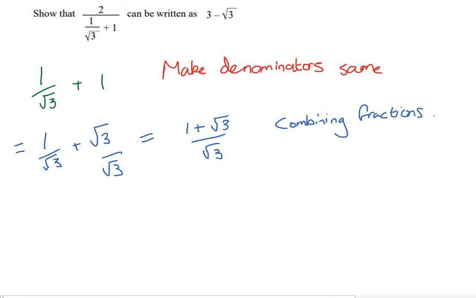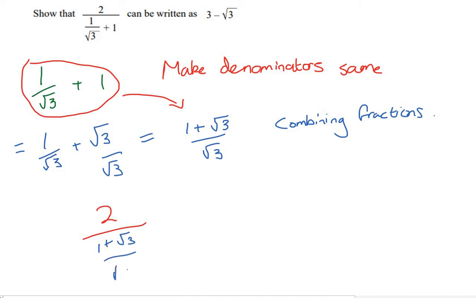Right, let's go back to our original problem. We were trying to find 2 divided by this thing we were looking at. But we've shown that this thing is now the same as this. So we've got 2 divided by 1 plus root 3 over root 3. Now, what is the rule for dividing fractions? Well, we keep the first one the same, we flip the second one, and we change the sign to a multiply. So this is the same as 2 times root 3 over 1 plus root 3. And that's just our rule for dividing fractions there.